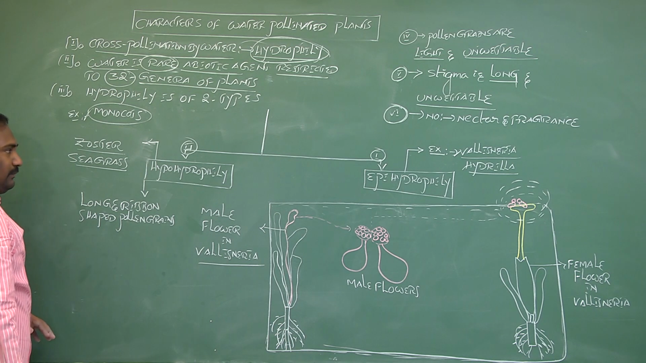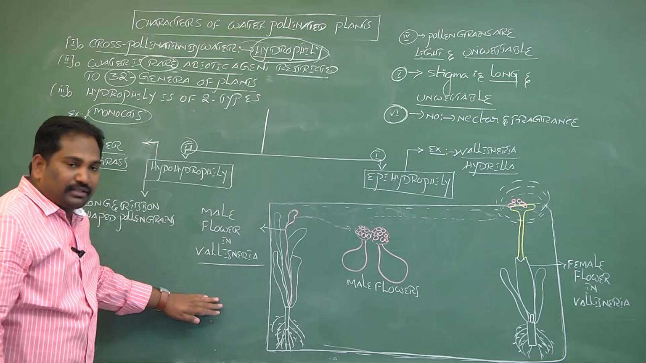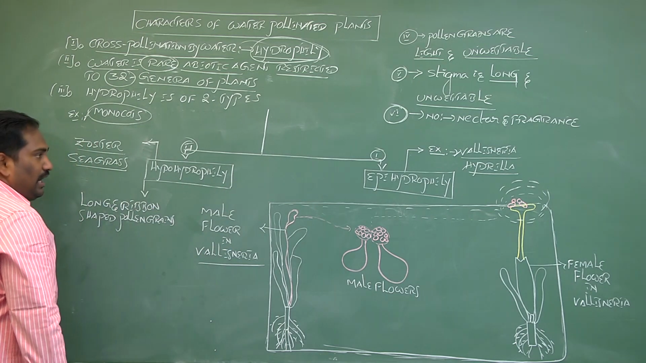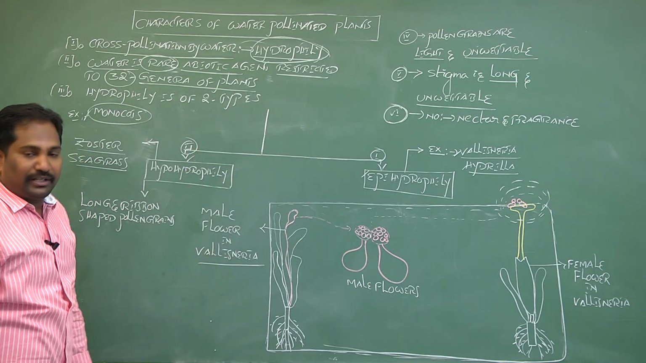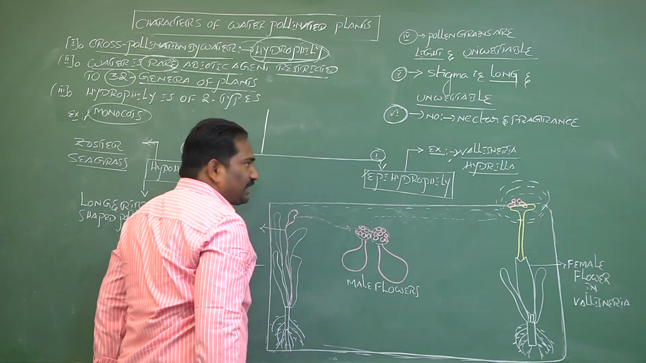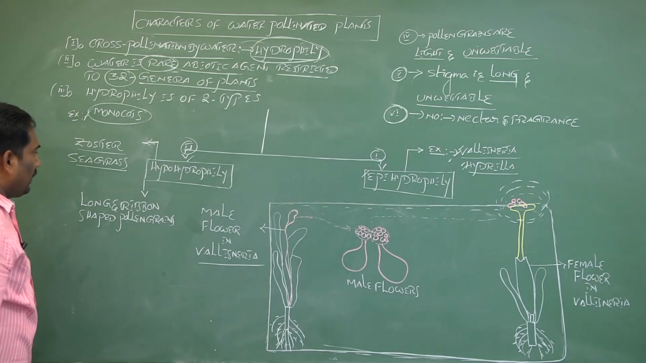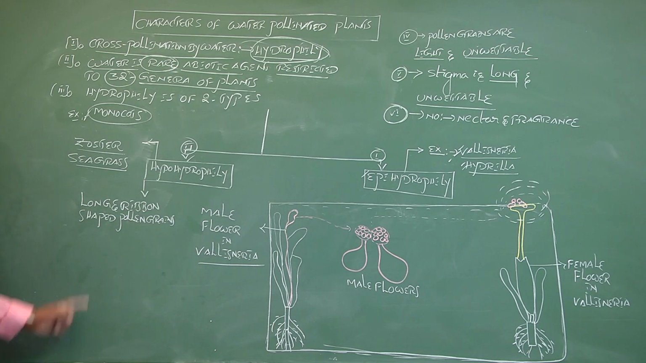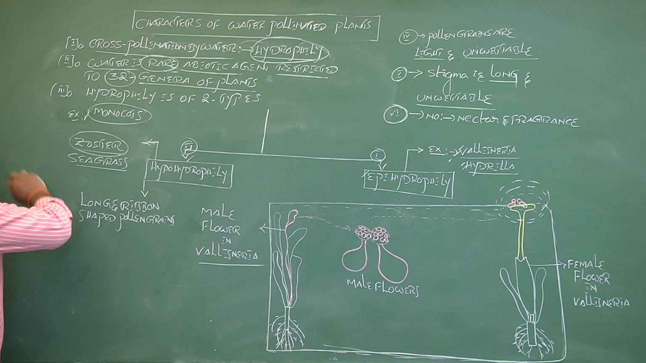Hydrophily can take place outside the water or inside the water. Because of this, hydrophily is of two types, epihydrophily and hypohydrophily. Examples for epihydrophily are the freshwater aquatic plants Vallisneria and Hydrilla. Example for hypohydrophily is a marine aquatic plant, seagrass, scientific name Zostera.